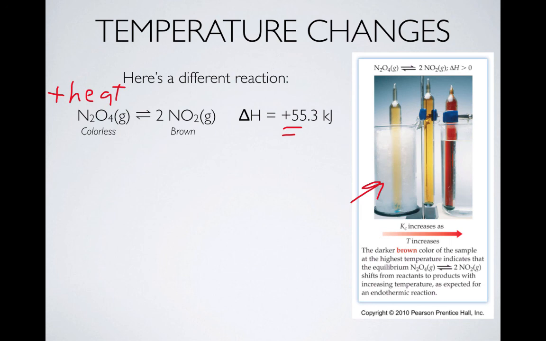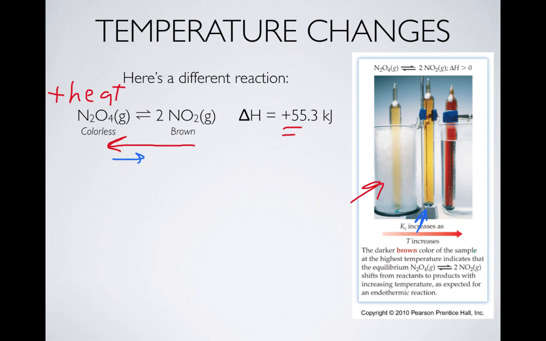So if we're removing heat, the reaction wants to replace it, and it's going to shift the reaction that way. Now, if we have just room temperature here, which is just the blue arrow right there, we see it is a little bit darker. So we've warmed that reaction up just a little bit from the ice water, and so it shifted just a little bit more in that direction, because if I'm adding heat, the reaction wants to get rid of it. Since it's a reactant, that's going to make it shift more towards the products.